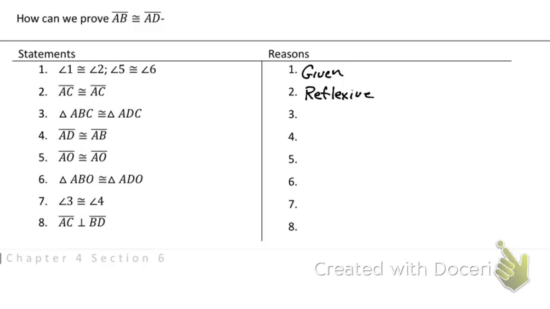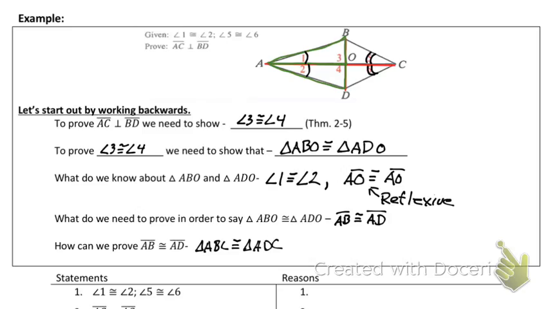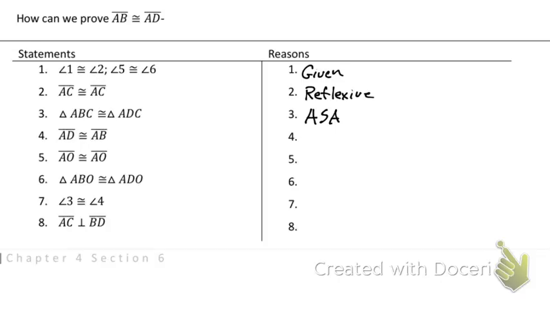Angle, side, angle. Because once again, if I look at the big triangle, it's angle, side, angle. How is AD congruent to AB then? CPCTC.